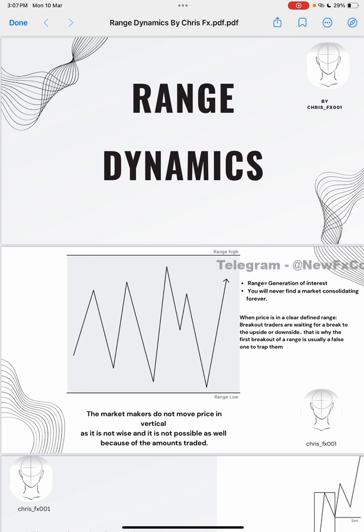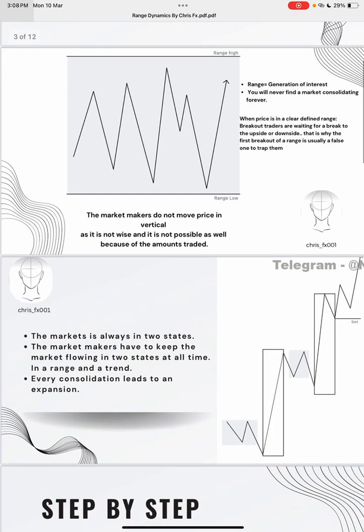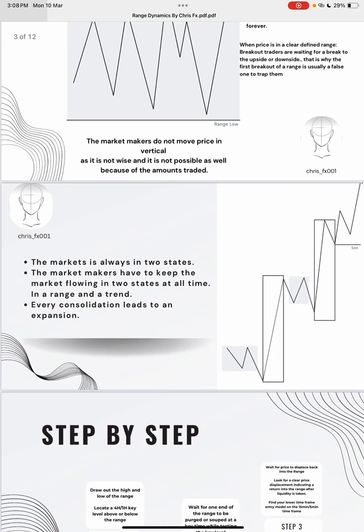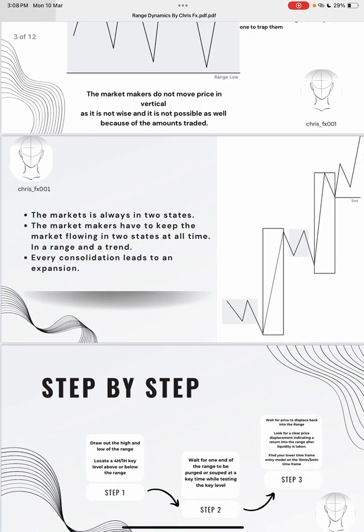When price is in a clear defined range, breakout traders are waiting for a break to the upside or downside. That is why the first breakout of a range is usually the false one to trap them. So the market is always in two states. Remember that. The market is always in two states. The market makers have to keep the market flowing in two states at all time, in a range and in a trend. Every consolidation leads to an expansion.